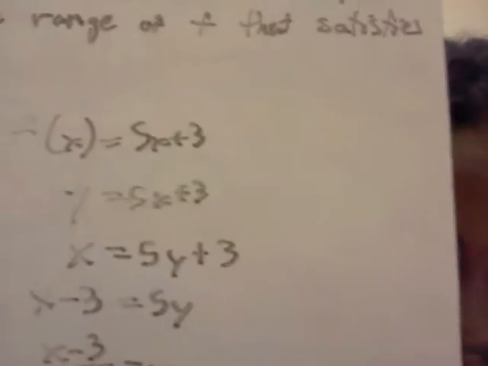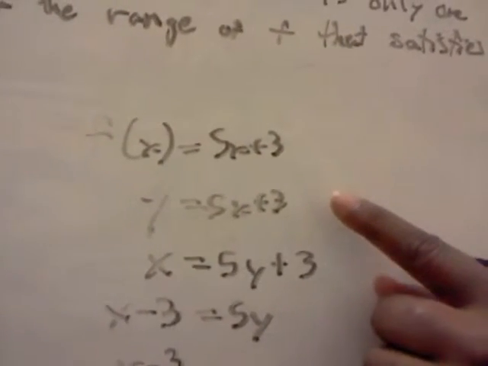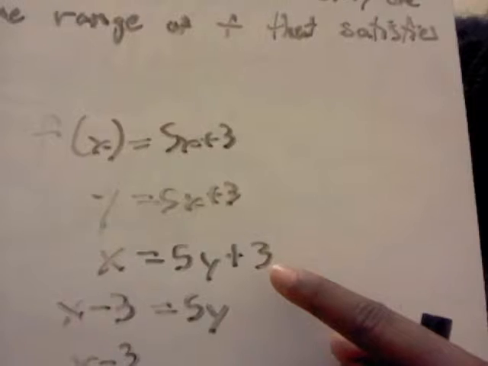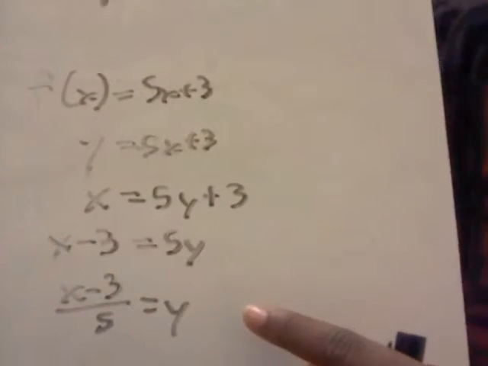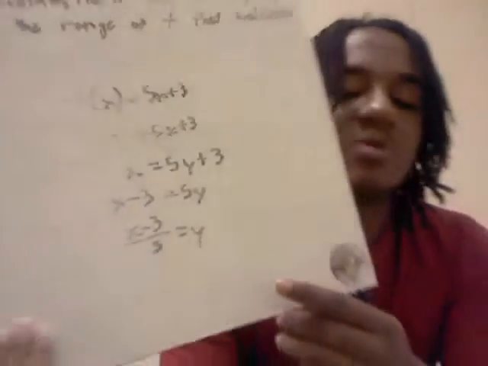Here's how I do it. f of x equals 5x plus 3, y equals 5x plus 3. Switch the x's for the y's. x minus 3 equals 5y. x minus 3 over 5 equals y. And that will be the inverse. The y will be substituted back in for our f to the negative 1 power. So basically, that's the inverse.